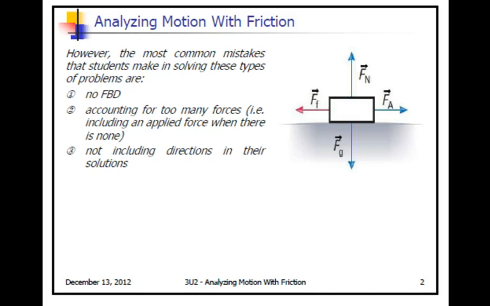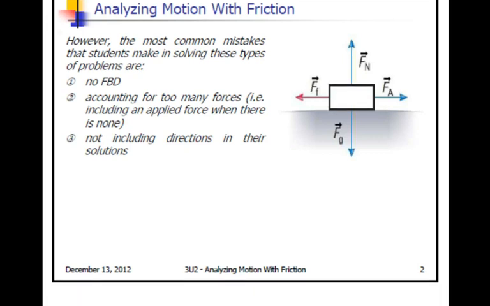And then the last one here is not including directions in their solutions. So in a case where a question doesn't state a direction, and the motion is one-dimensional, it's okay to not include directions, but you do have to be consistent. If you consider going forward as positive, then you have to make all of your forward-moving objects have a positive force on them, but if they're going backward, they must be negative.